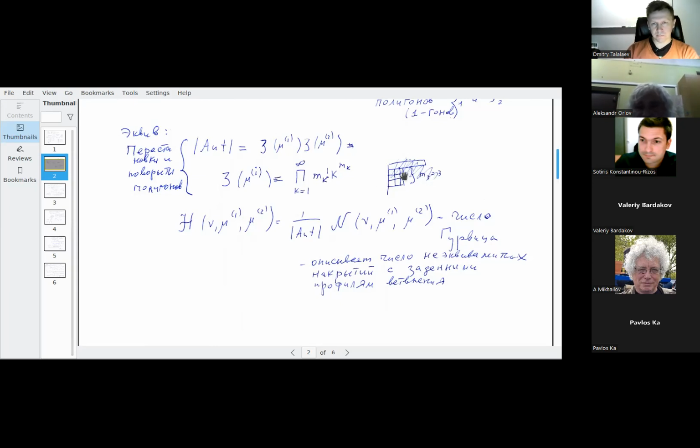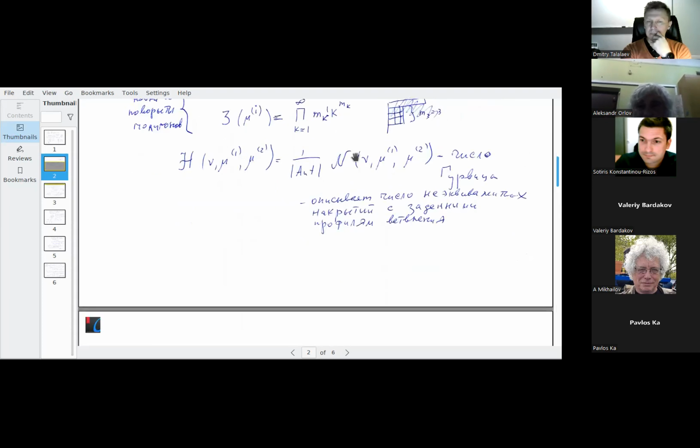Just what if we have an equal number in the Young diagram, which is related to the partition, we have the factorial of ways to interchange them, and then we can rotate it. If the length of the row is k, we have k rotations. And this ratio is called the Hurwitz number. It is the number of non-equivalent coverings with given profiles, ramification profiles.